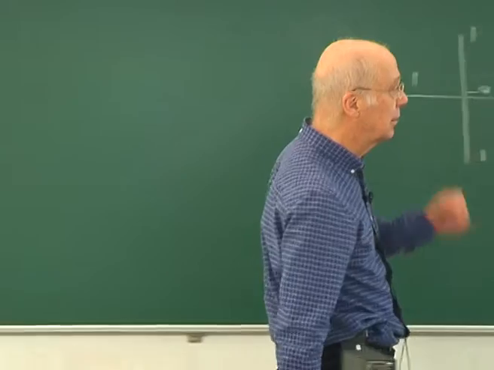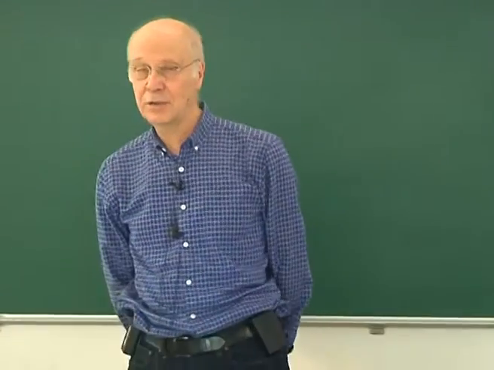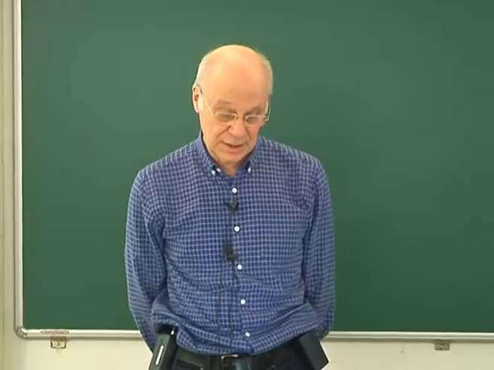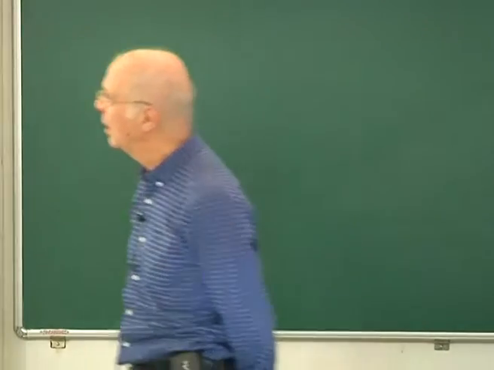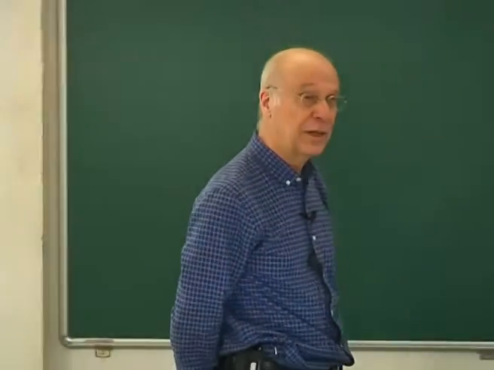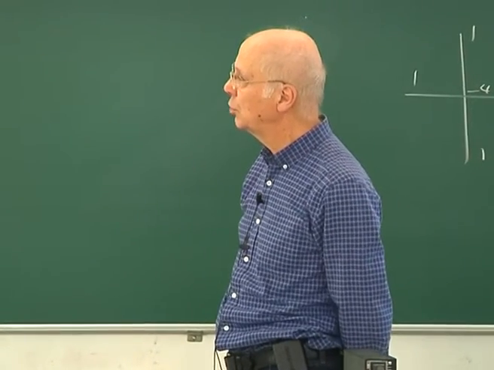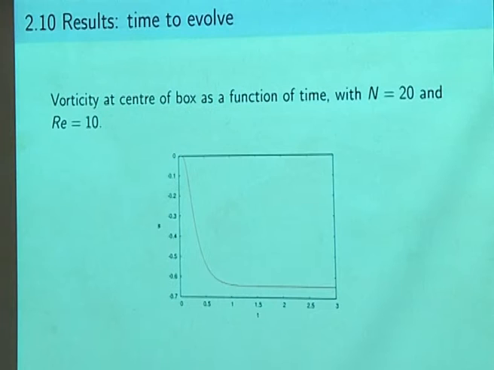Okay, so we're now getting to the results. Now I've got a working code. I'm confident in it. I know what the restrictions on delta t are. I can plot something. This is the vorticity in the middle still, as a function of time, and you see it drops down to a steady state by time equals 2. It's 3-figure accurate, within the steady state to 3 significant places at time equals 2.